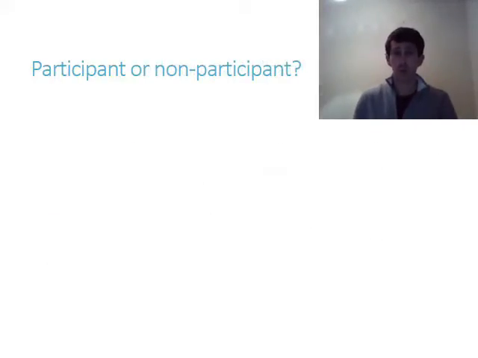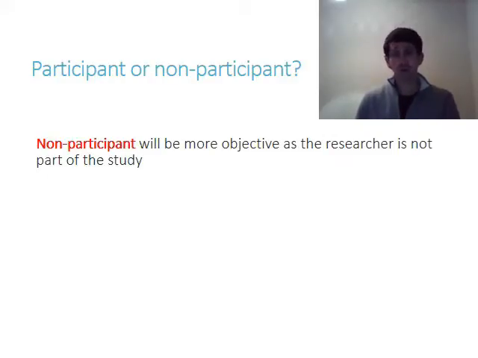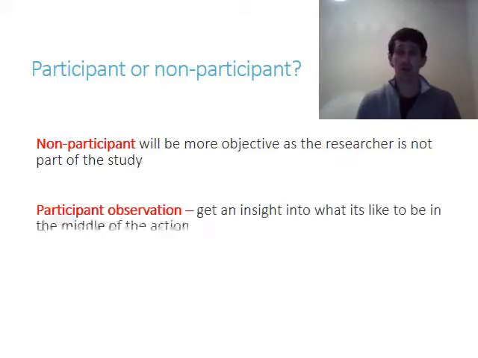And the question is, which one's better to use, a participant or a non-participant observation? Well, non-participant observations are usually far more objective because the researcher isn't actually part of the study itself. However, participant observations do give us an insight into what it's like in the middle of the action. So they do both have their strengths.